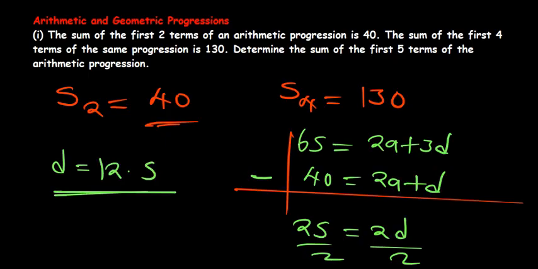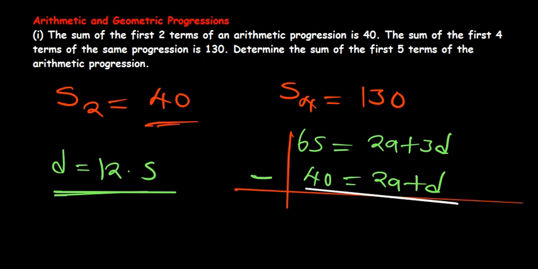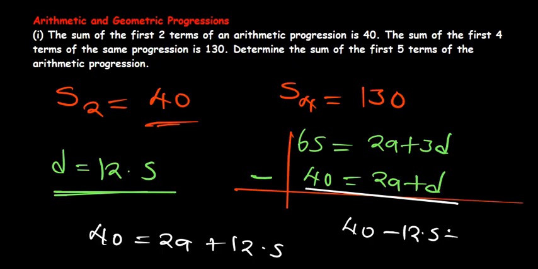So we've found the common difference, and then we can now find the first term. Take any of the two formulas. I can take the one with 40, so 40 is equal to 2a plus d, where d is 12.5. So 40 minus 12.5, collecting the like terms, we're going to have 40 minus 12.5 is equal to 2a.